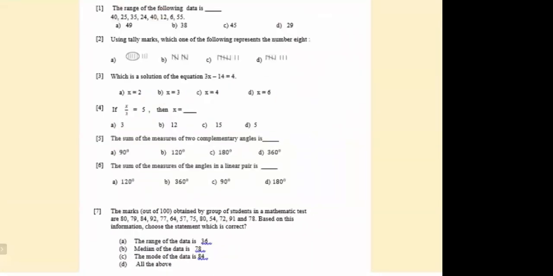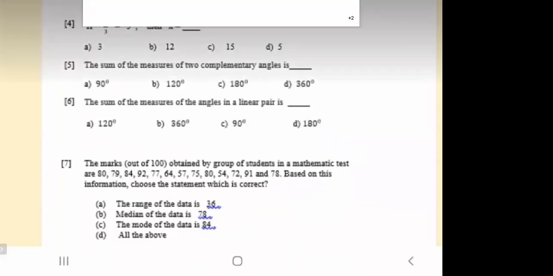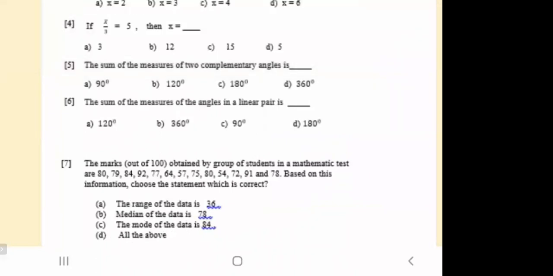Question number 7. The marks obtained by a group of students in a mathematics test are given. There are 80 marks, 79 marks, 84 marks, 92 marks, 77. Take your paper and write the scores 64, 57, 75, 80, 54, 72, 91, and 87. Based on this information, choose the statement which is correct.